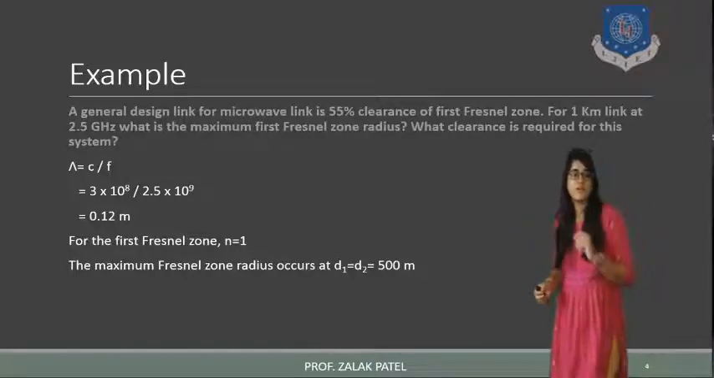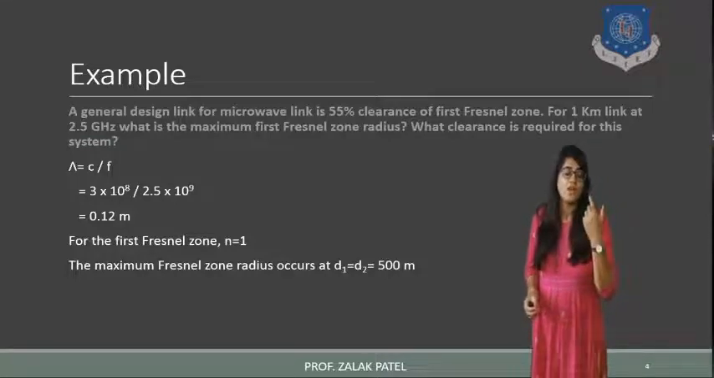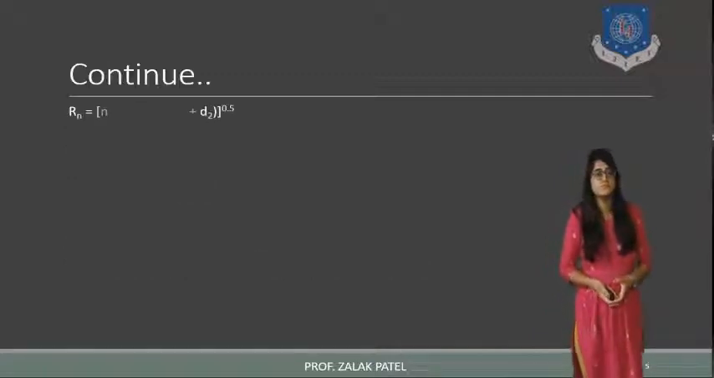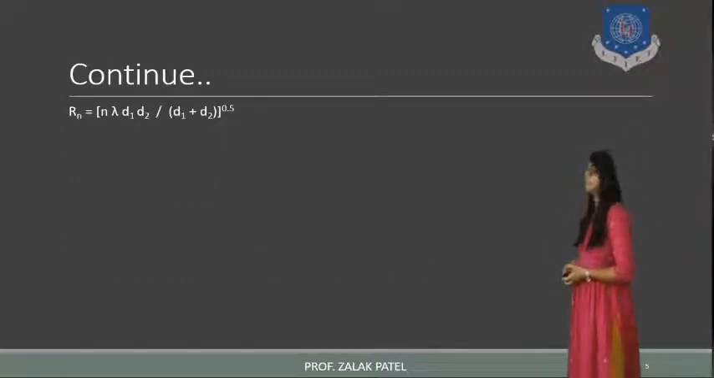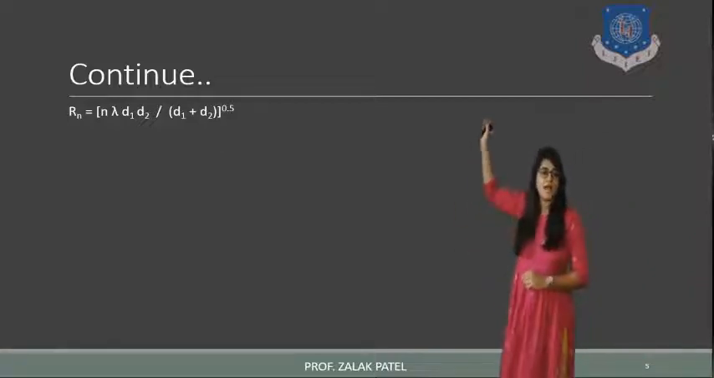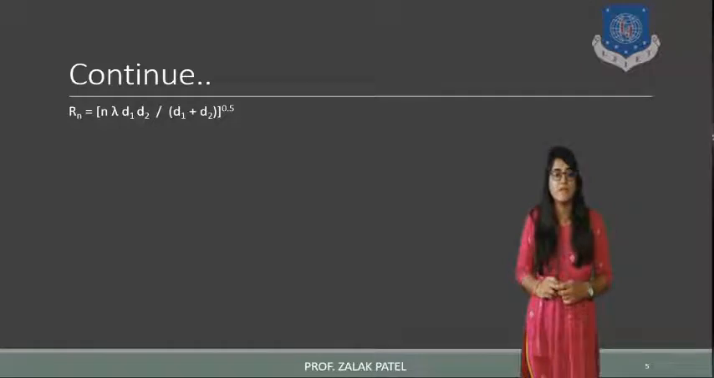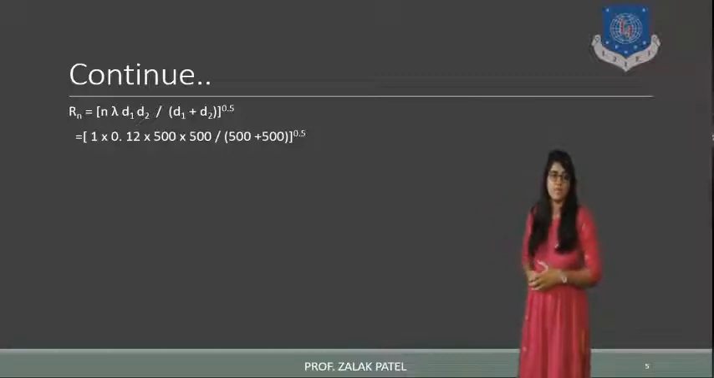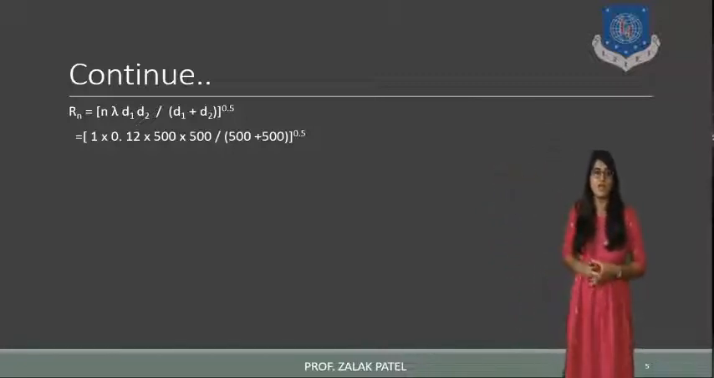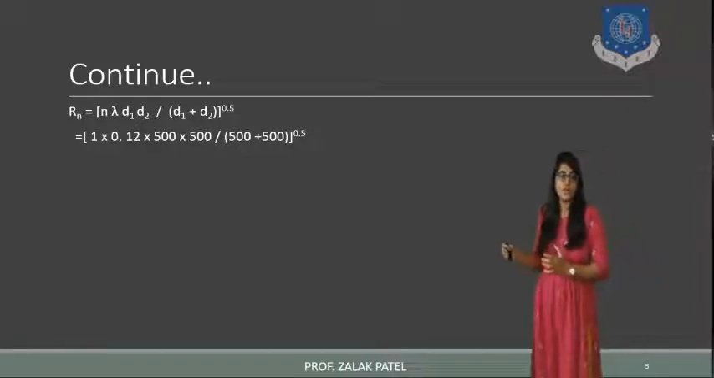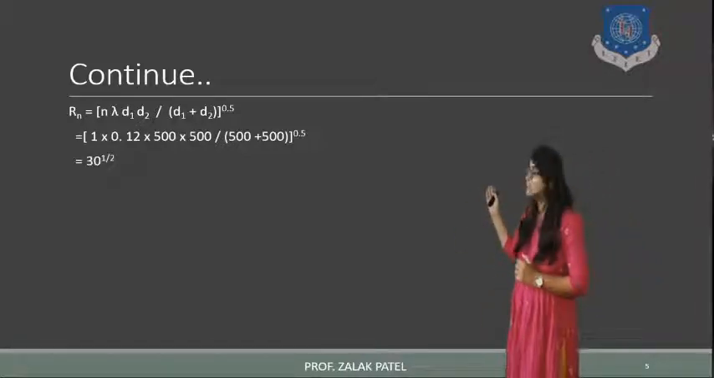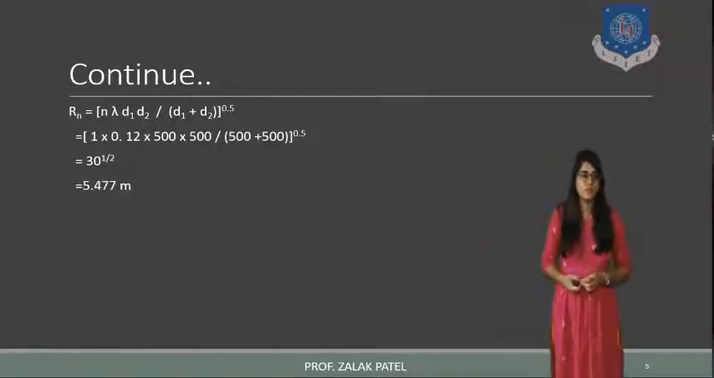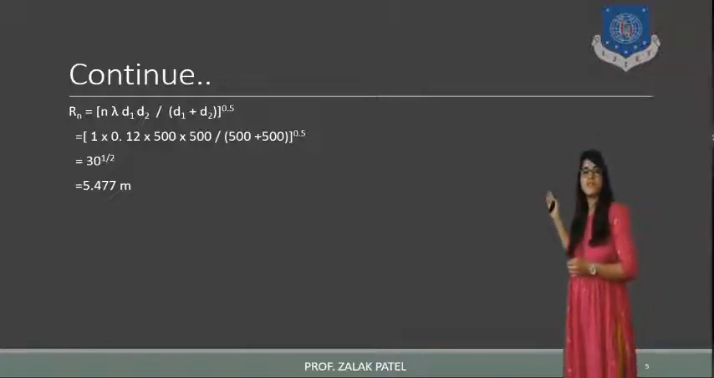We know that this is the first Fresnel zone, so n is equal to 1. We have the value of lambda, that is 0.12 meter. So now let's use all the values. The formula of the nth Fresnel zone radius Rn is n lambda d1 d2 upon d1 plus d2. All this data will be in the square root. So if we put all the values over here, n is equal to 1, lambda is equal to 0.12, d1 and d2 are 500 and 500. If you run the calculation, it will be under root 30, and under root 30 means 5.477 meter. So this is the radius of the first Fresnel zone.